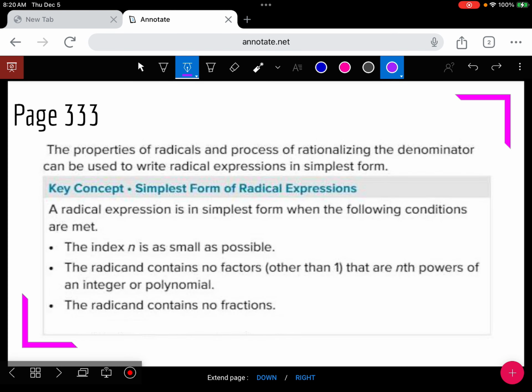So one place I've had a lot of people get stuck is knowing when we're done. This is kind of a checklist for how we know we're done simplifying. It's rarely going to be a thing that we change our index, but if we can simplify when it's in a fraction form, we can simplify our index. If we have no factors under the radicand, the number underneath the radical, that we could pull out, and no fractions in there. So our exponents need to be smaller than our index, and we don't have fractions under a radical.